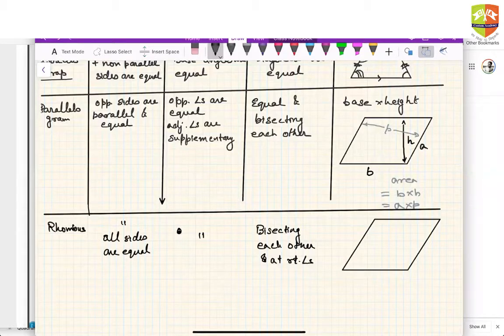Okay. And let's say this is the rhombus. So let's say this is my D1 and D2. Apart from the above two formulae, the area formula is also given as: area of a rhombus is half into D1 into D2.